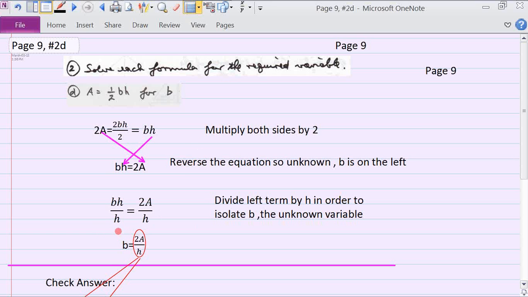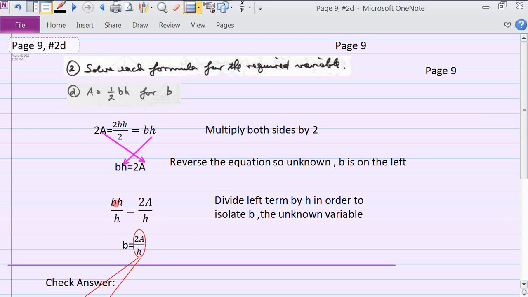So now we have BH equals 2A, but we want to solve for B. We want to solve for B, so we're going to divide the left side by H, and we're going to divide the right side by H in order that B is isolated by itself. And we find that B is equal to 2A over H.